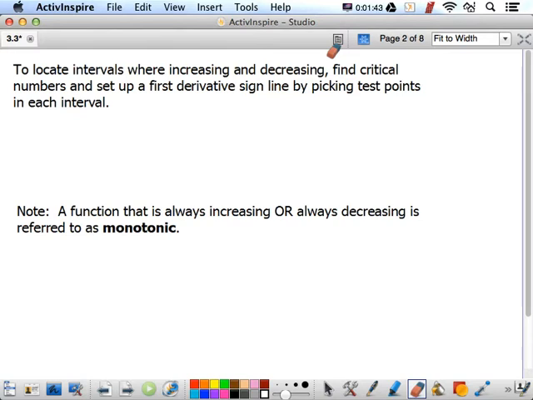And here's a quick note. A function is said to be always increasing or always decreasing if it is monotonic. So if you ever hear the word monotonic, that just means that it never changes. It's either always positive or always negative or always constant. The best example of a monotonic function are the basic cubic functions. That one is always increasing, this one is always decreasing, and then of course lines.